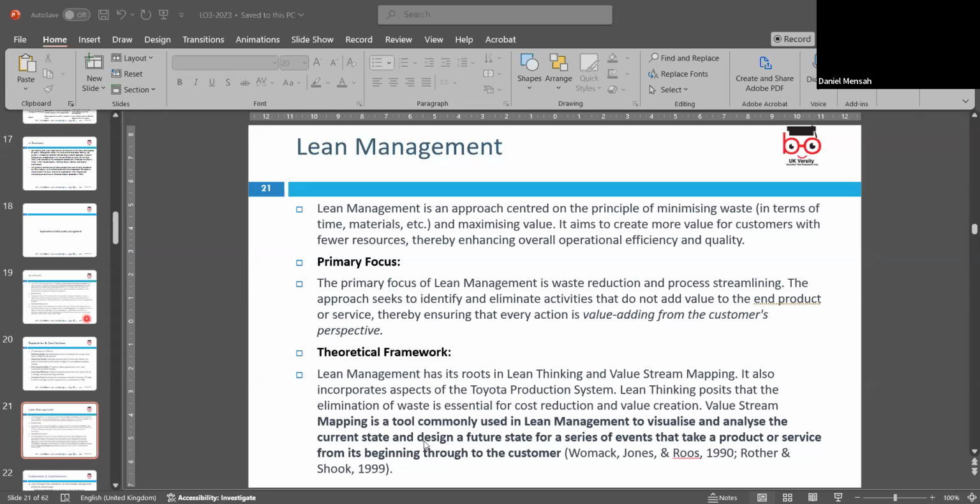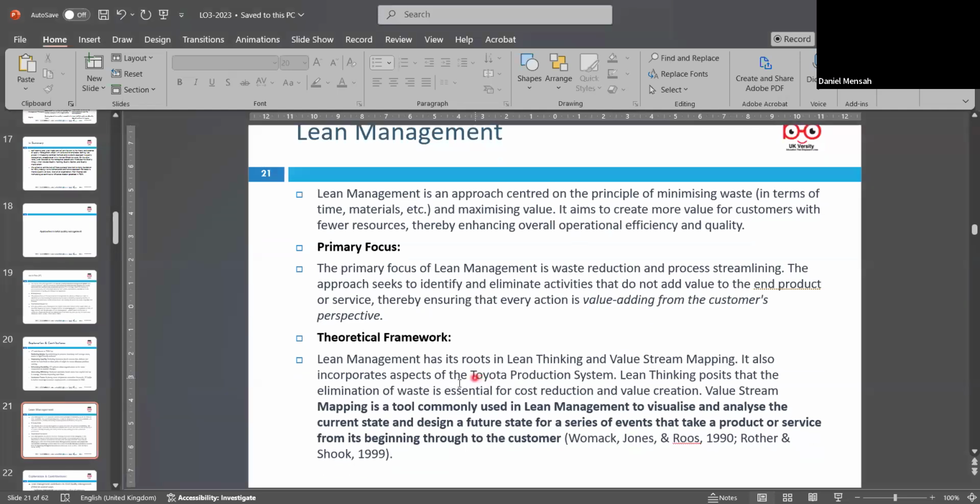If we look at lean management, it works around lean thinking, value stream mapping, and Toyota production approaches. It has taken inspiration from there, where they use value stream mapping. What is value stream mapping? In this case, they try to visualize and analyze the current state of processes. All the processes are basically a series of tasks. So they see what their current processes look like, and they draw another process.